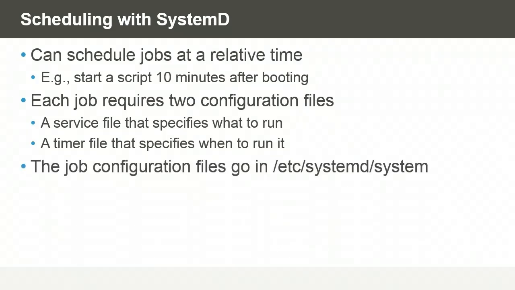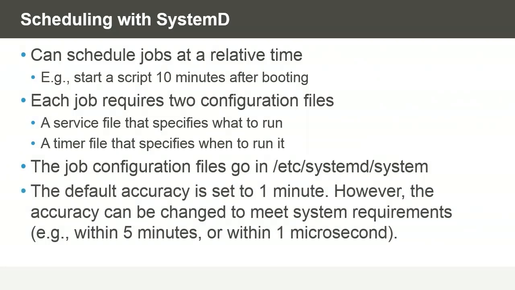Job configuration files for systemd go under /etc/systemd/system. The accuracy is set to 1 minute by default, but you can get very granular, much more granular than cron if you wish, with systemd. You can get down to a microsecond. In this video, we discussed how to work with scheduled jobs.